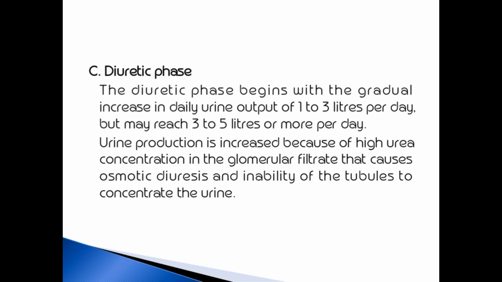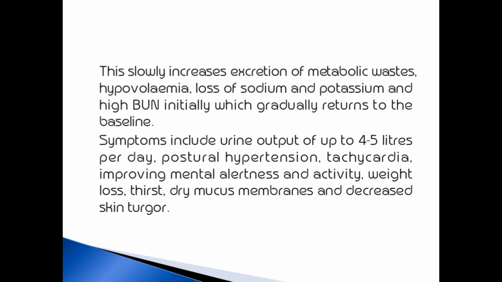So the production of urine is going to increase. That is due to what? The high urea concentration in the glomerular filtrate. So that will cause the urine production to increase. This will slowly increase the excretion of metabolic wastes. Hypovolemia will be there, with loss of sodium and potassium and high BUN initially, which gradually returns to baseline.